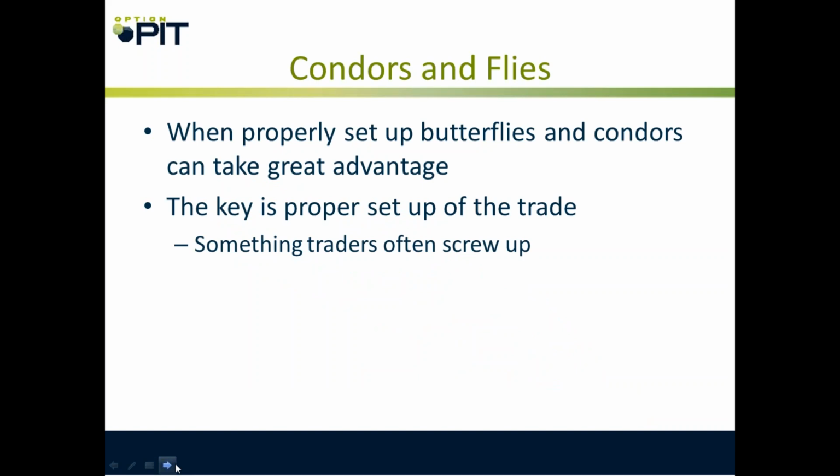So when properly set up, and they're usually not set up properly by people, iron butterflies and iron condors can take great advantage of decay. Really can. The key is proper setup of the trade. Again, it gets screwed up all the time.